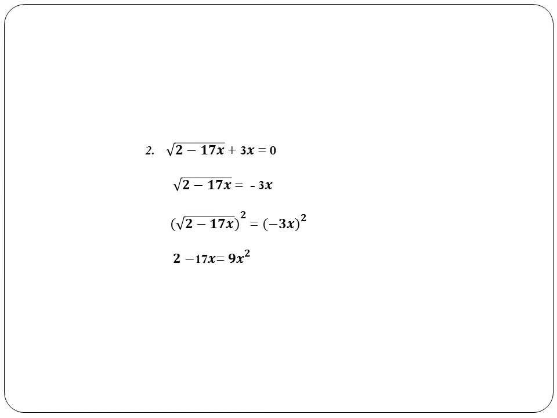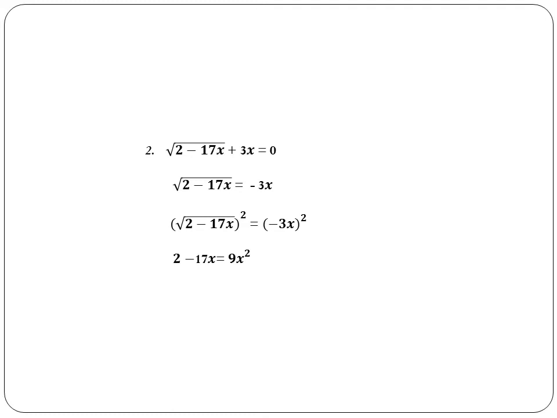Another example, if we have the square root of 2 minus 17x, plus 3x, is equal to 0. Before we square both sides of the equation, 3x will move to the other side. We are going to have negative 3x. Now we can square both sides of the equation to do away with the root. So if we square the square root of 2 minus 17x, we will be left with 2 minus 17x.